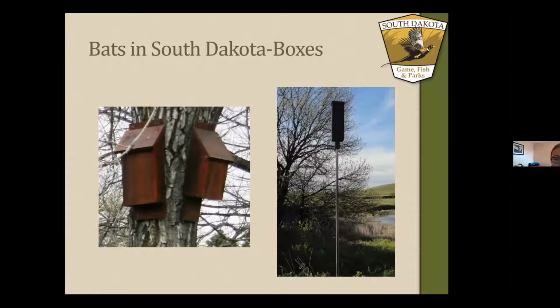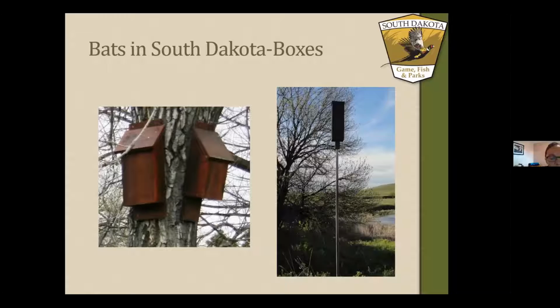The bat box on the right hand is called a rocket box, and this is the box that bats took to most readily. One of the things we thought was going on was that the pole that you see the box on top of, it's a steel pole, and when it heated up during the day, it would maintain that heat and maintain the temperatures inside the bat box overnight. So that's one of the reasons that we thought the bats were taking to that rocket box.